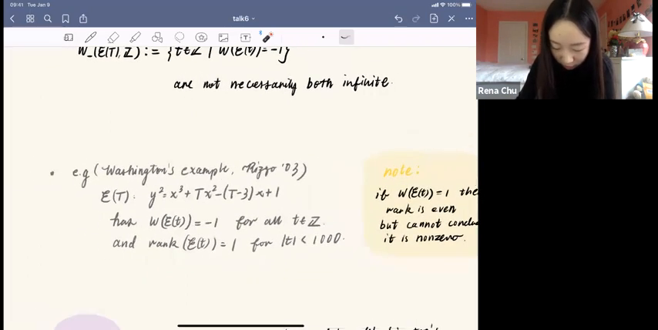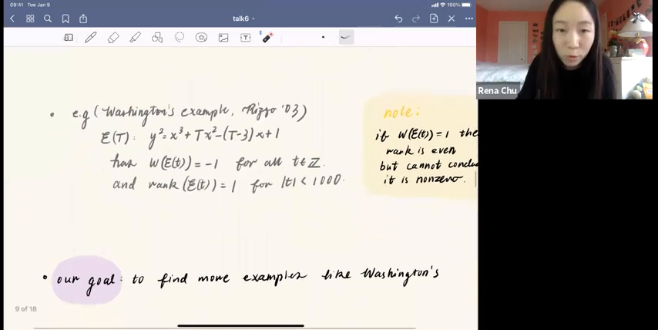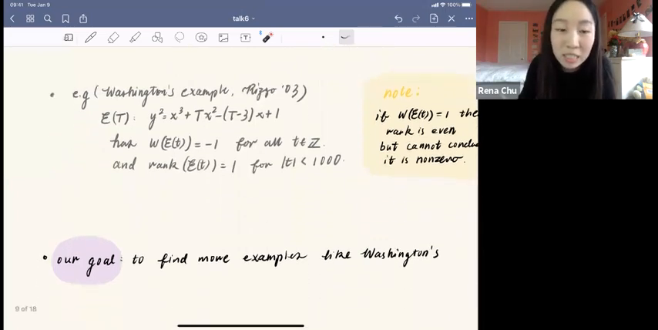So here I'm going to state the goal of this project, which is essentially to find more examples like Washington's. We want to come up with more families whose integer fibers have constant root number.